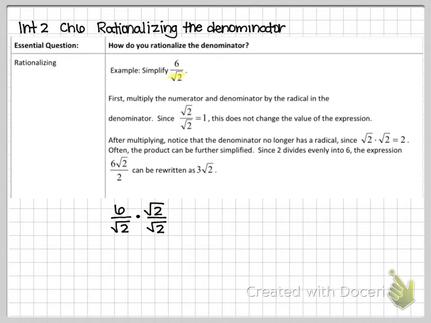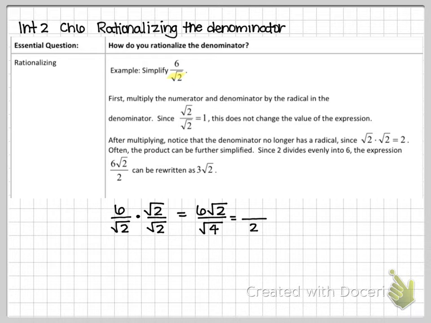When we multiply fractions, we go straight across. So we're going to do the 6 times the square root of 2, which is going to give us 6 square root 2. And then on the bottom, we're going to get a square root of 2 times the square root of 2. Well, there's a couple different ways to write this. We can rewrite it as the square root of 4, since both the 2 and the 2 are inside the root, so we can actually multiply. But we know that the square root of 4 is just 2.